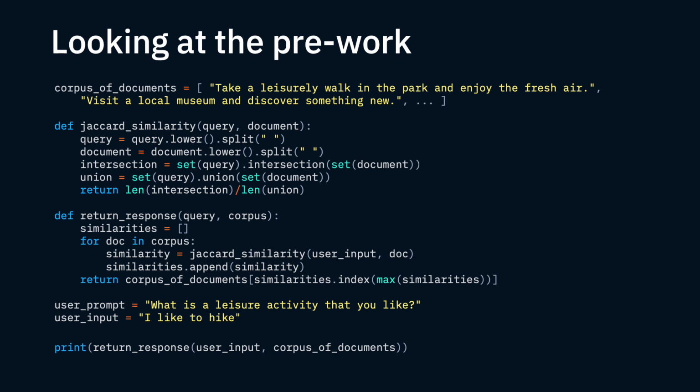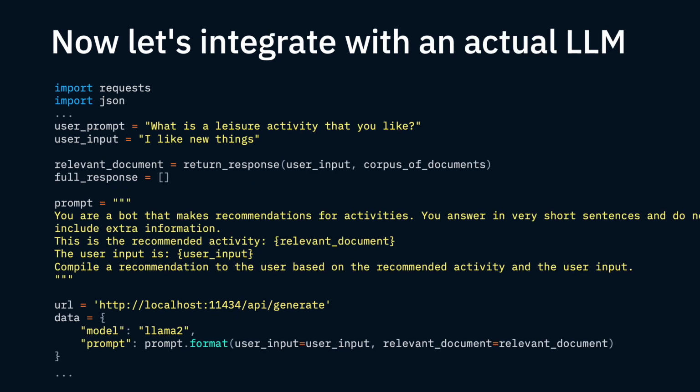Now, let's say we want to go ahead and integrate this with an actual large language model. All right, so we say, we're going to take some requests. We're going to use some JSON. This ellipsis here is the code that we already had for the most part. So we've got your prompt, what's the leisure activity that you like. We've got the user input. In this case, it says, I like new things. We'll look at the code and see what it actually says.